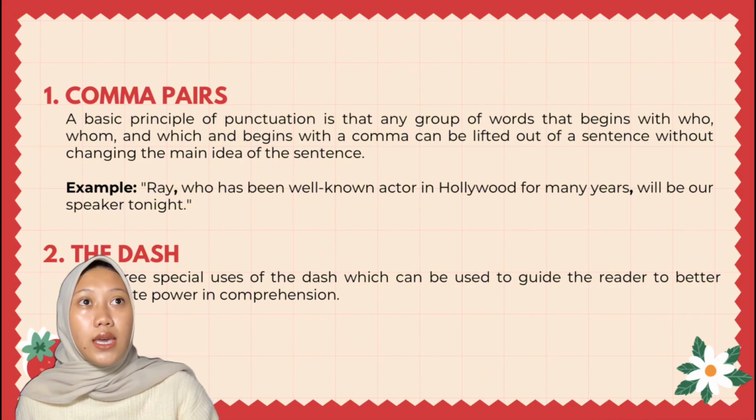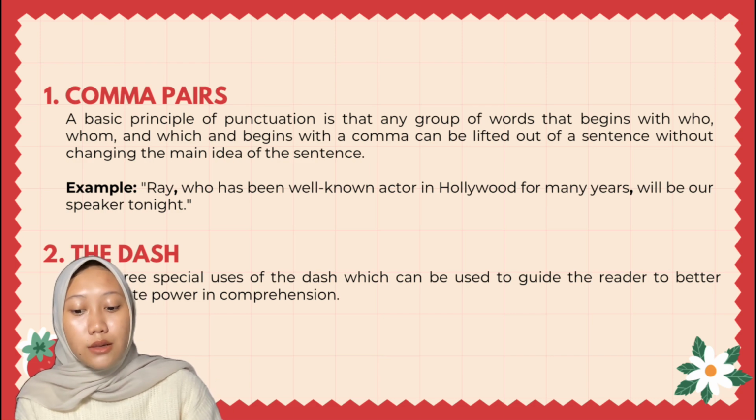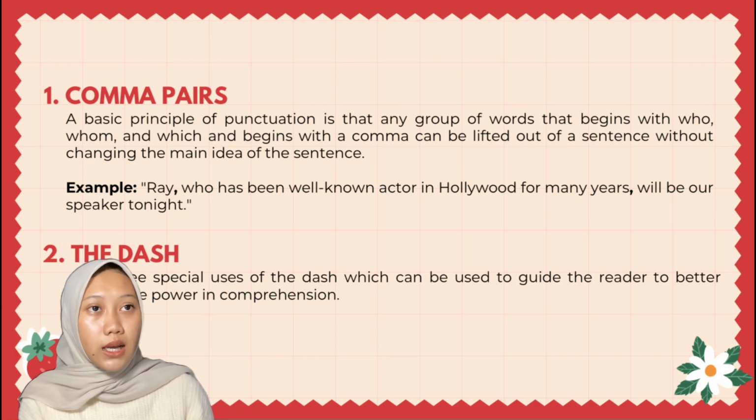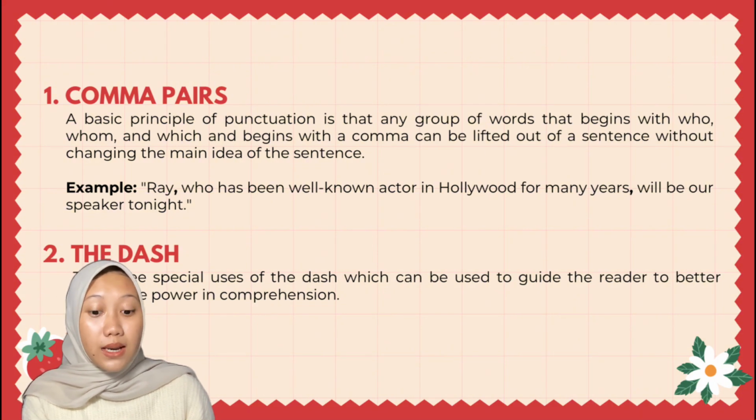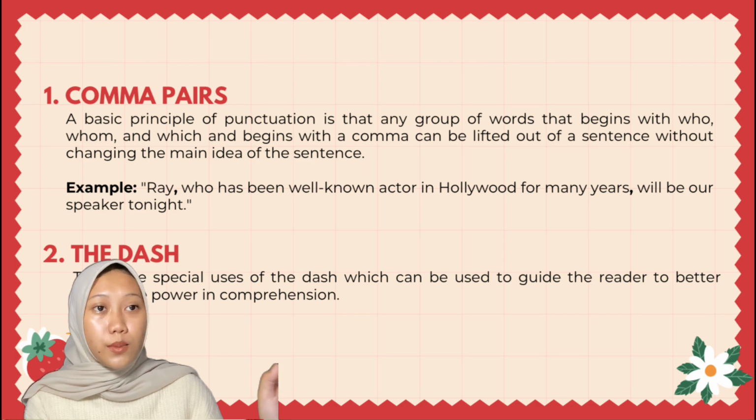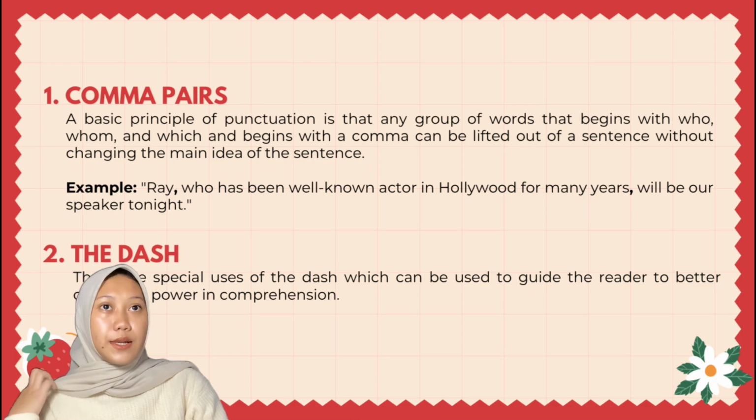Example: Ray, who has been a well-known actor in Hollywood for many years, will be our speaker tonight. The main idea of this sentence is Ray will be our speaker tonight. The clause who has been a well-known actor in Hollywood for many years begins with who and is set off with commas, therefore it can be skipped over when looking for the main idea of the sentence.